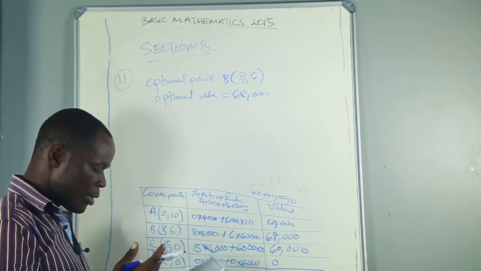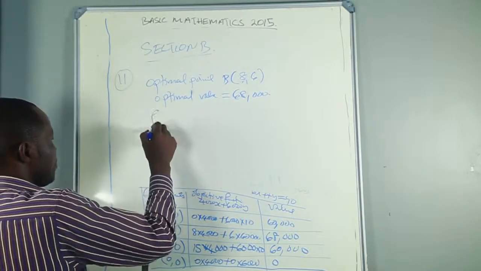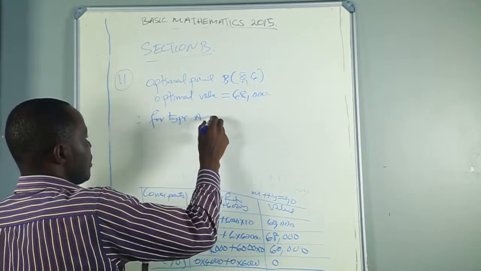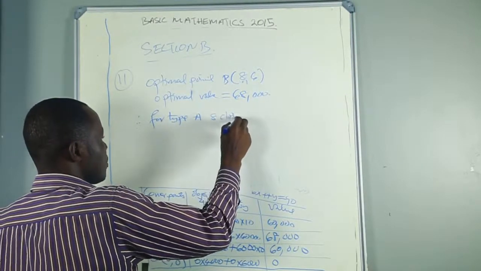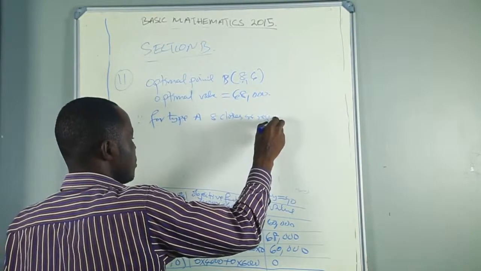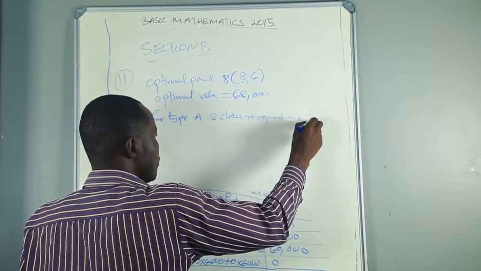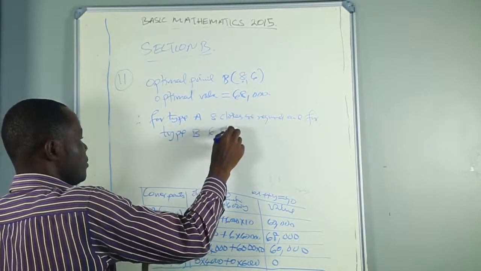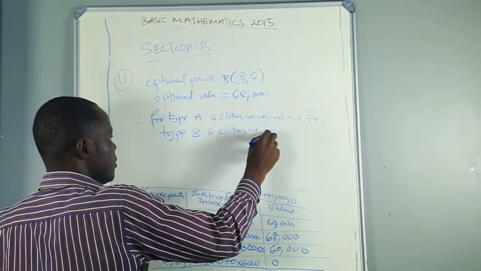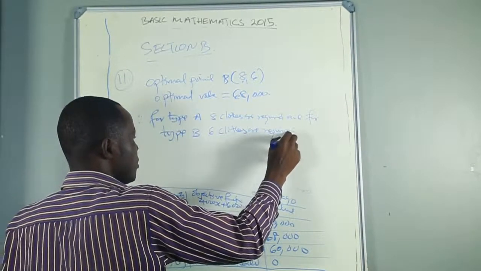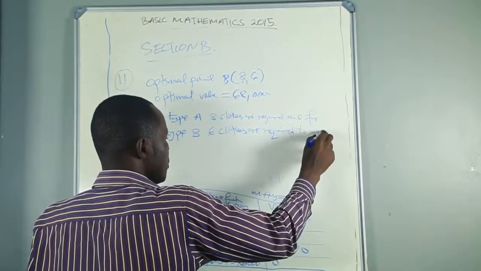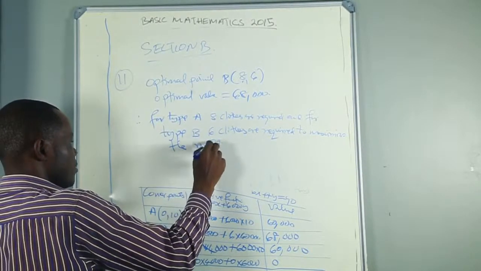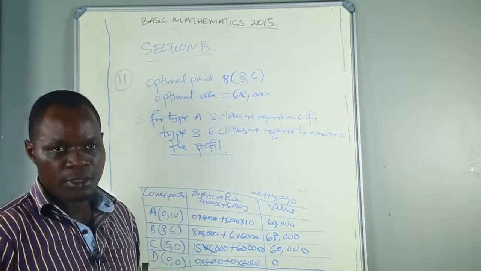So the question is, how many of each type are required? For type A, 8 clothes are required, and for type B, 6 clothes are required to maximize their profit. Question number 11 is over.